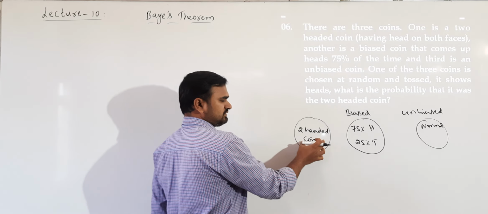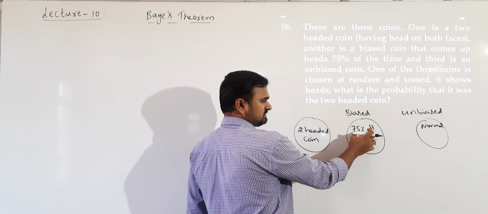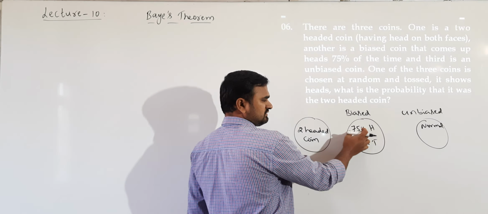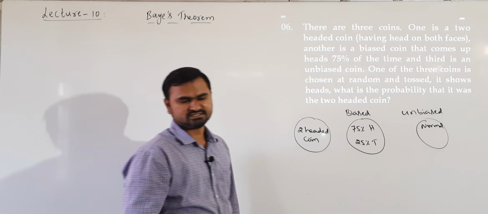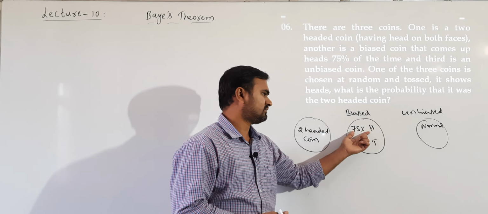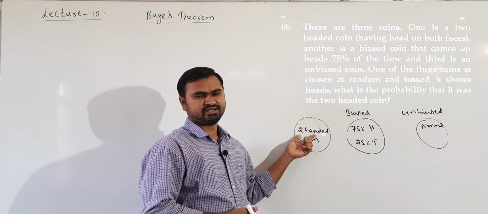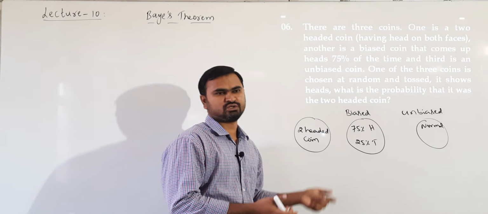So this is a two-headed coin. Now we will always get head only here. Biased coin, 75% of the time we will get head. Normal coin, 50% chance to get head, so it is a 1 by 2 probability here. Here the probability of getting head is 3 by 4. Here the probability of getting head is 1, because it is a sure event.